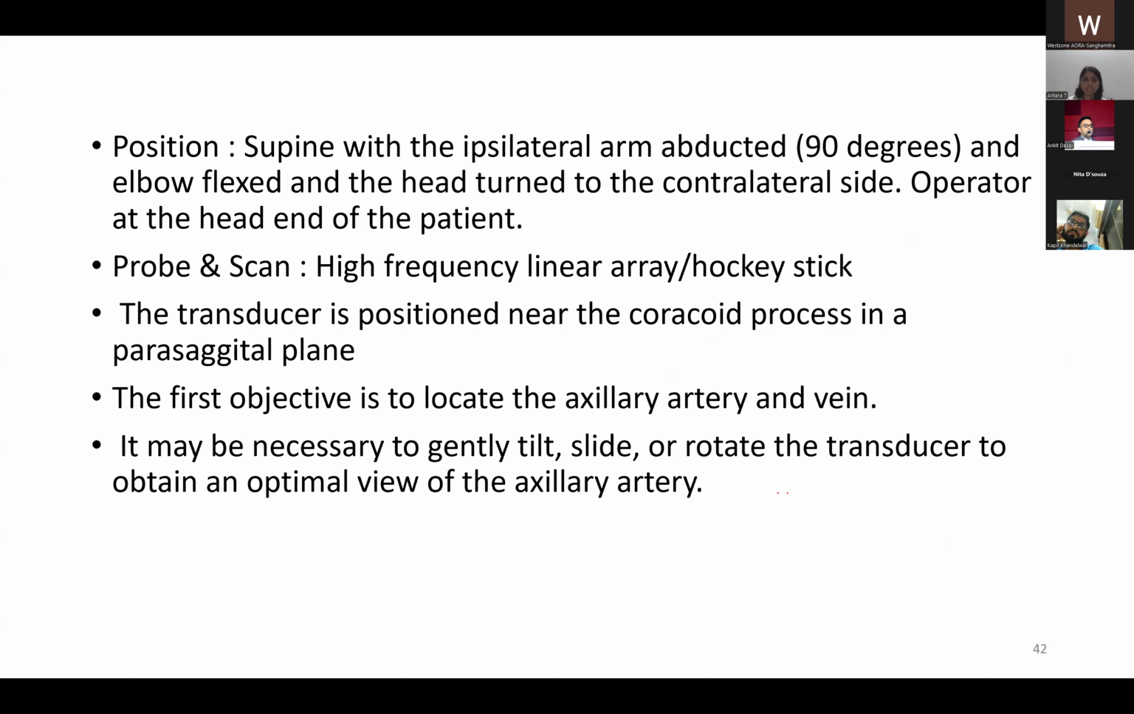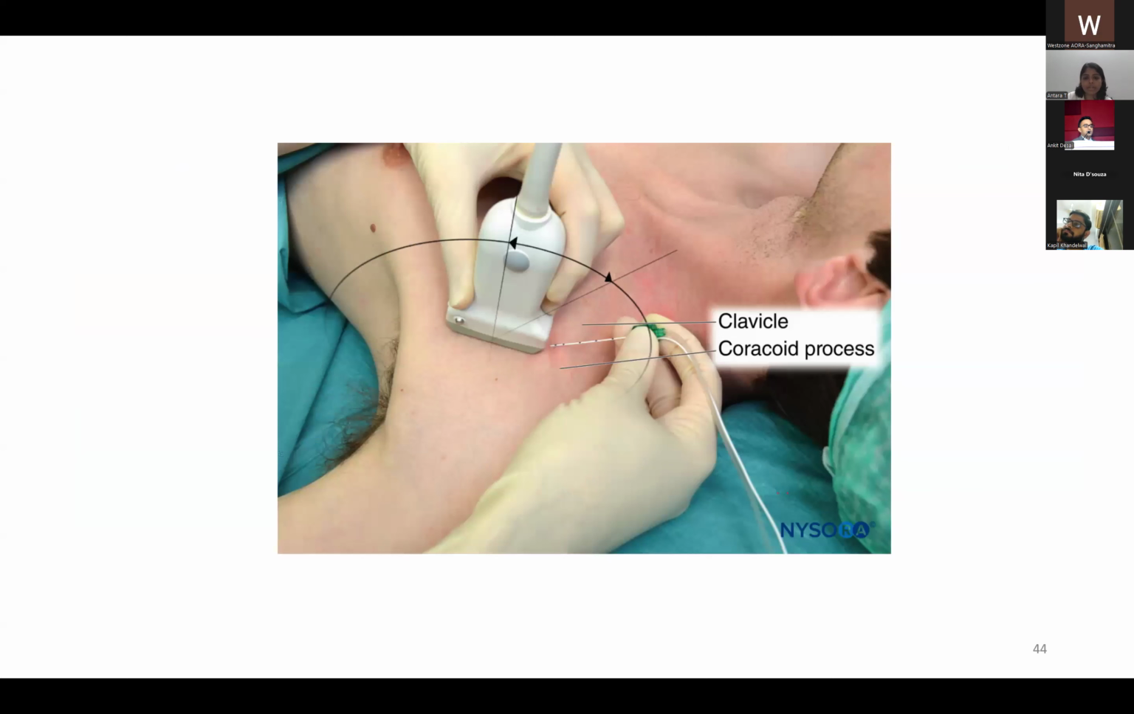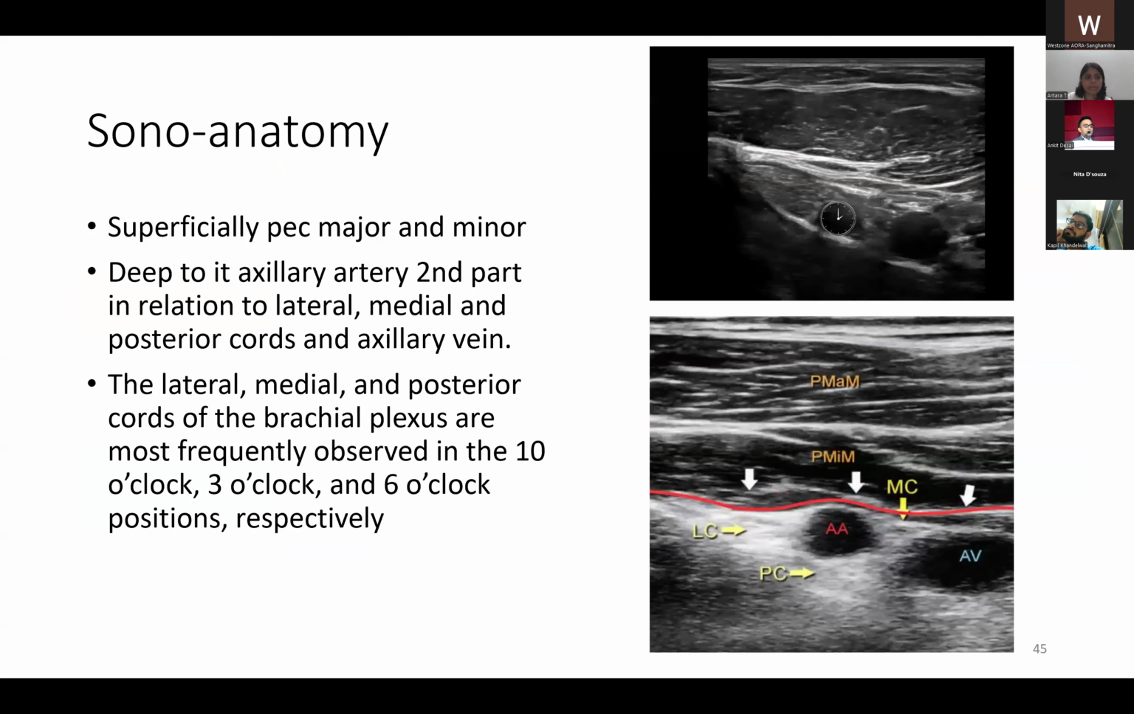The first objective is to locate the axillary artery and the vein. It may be necessary to gently tilt, slide, or rotate the transducer to obtain an optimal view of the axillary artery. So this is how the patient is positioned with arm abducted at 90 degrees, and this is how the probe is held in a parasagittal manner below the coracoid process. The entry of the needle is from a cranial to caudal direction.